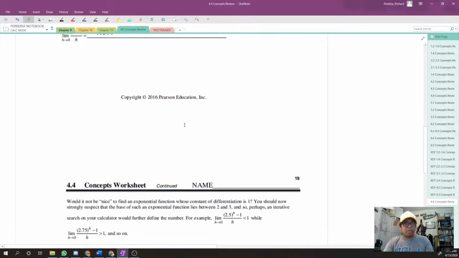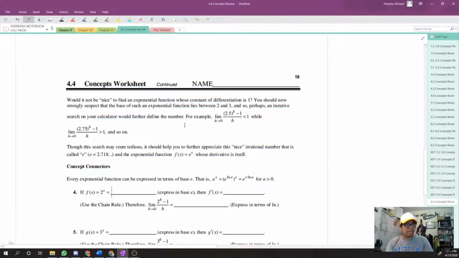Now, as they do these calculations on the next page here, you'll notice that if we tried that same limit and we used 2.5, we would get a result that's less than 1. And if we tried 2.75, we would get a result that's greater than 1. So a result that would give you exactly equal to 1, whatever that function is, is going to be exactly equal to 1 for some number between 2.5 and 2.75. And of course, by now, you should know that that number is e, e being 2.718.